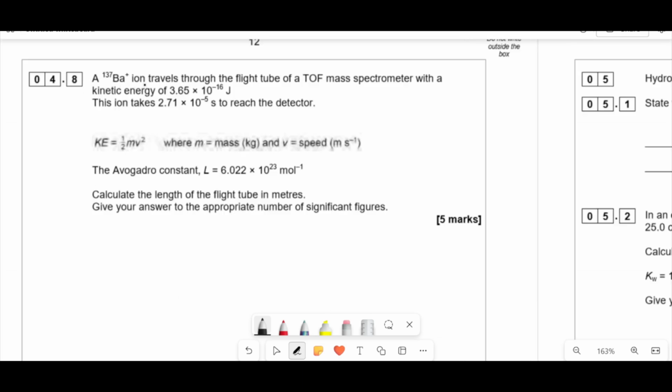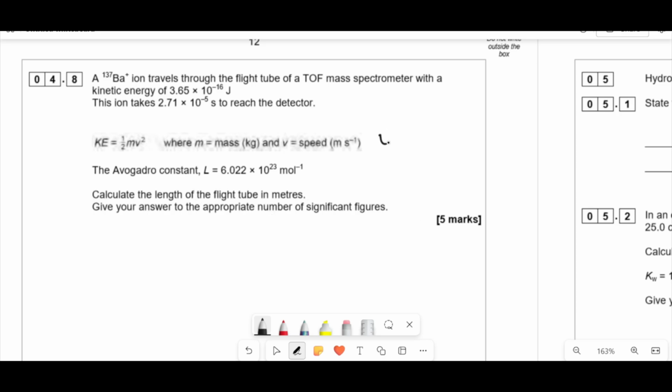There you go. Now it says this ion travels through a flight tube in a time of flight mass spectrometer with a kinetic energy of this, and the ion takes this much time to reach the detector. Here's your half mv squared formula, and they've told you that m is the mass in kilograms and v is the velocity or speed in meters per second. The Avogadro constant is here. Calculate the length of the flight tube in meters and give your answer to an appropriate number of significant figures.